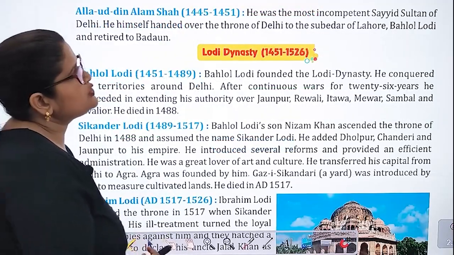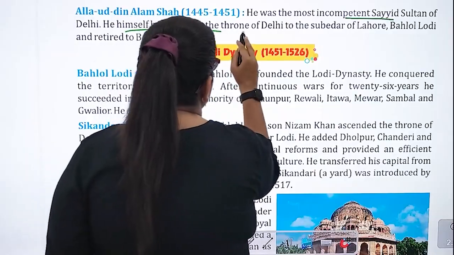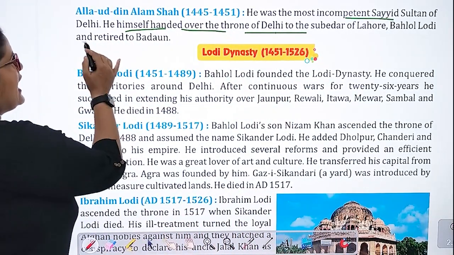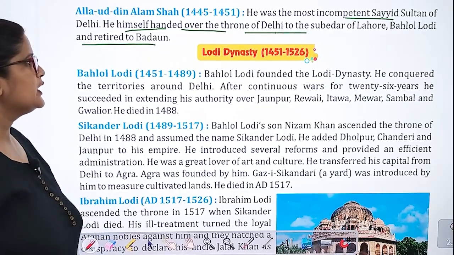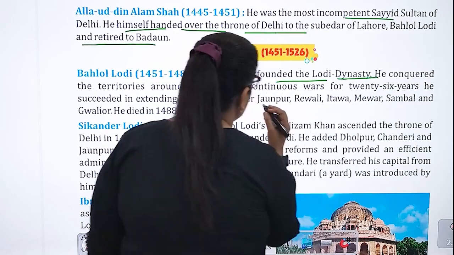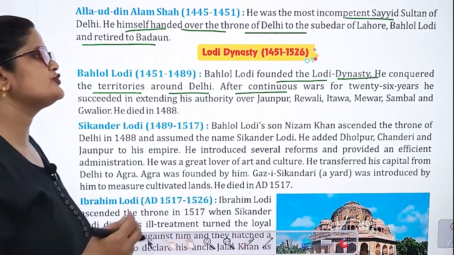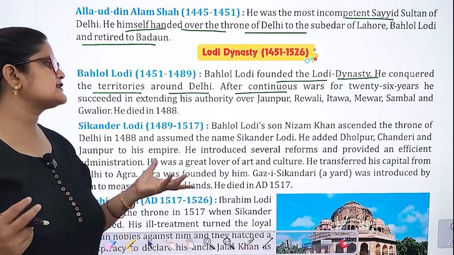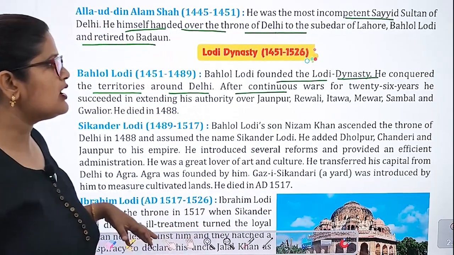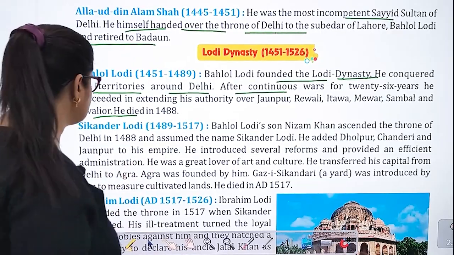Alauddin Alam Shah was the most incompetent Sayyid Sultan of Delhi. He himself handed over the throne of Delhi to the Subedar of Lahore, Bahlol Lodi, and retired to Badaun. Lodi dynasty. Bahlol Lodi founded the Lodi dynasty. He conquered the territories around Delhi. After continuous wars for 26 years, he succeeded in extending his authority over Jaunpur, Rewari, Etawah, Mewar, Sambhal, and Gwalior. He died in 1488.